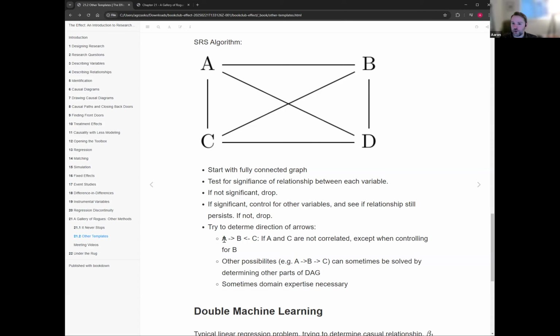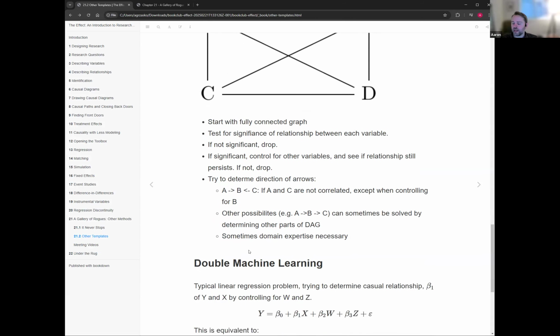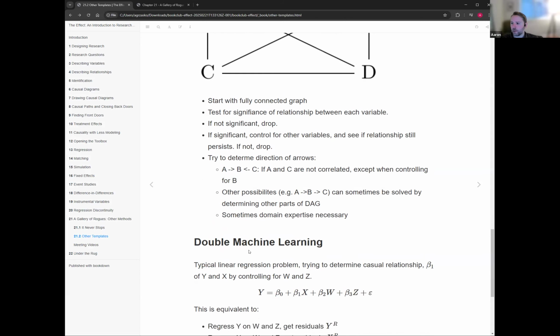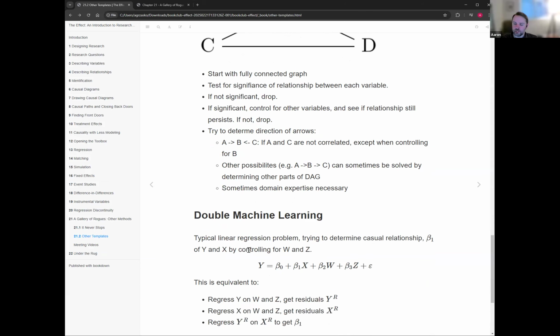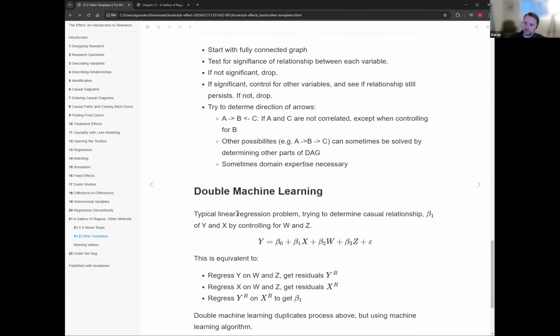So long story short, this is more of an automated procedure for creating DAGs. And my guess is that if you have a really high dimensional data set, that's probably where a lot of folks are starting, rather than trying to ascertain all the relationships on their own. That's really cool. Do you know if there's an R package for this?